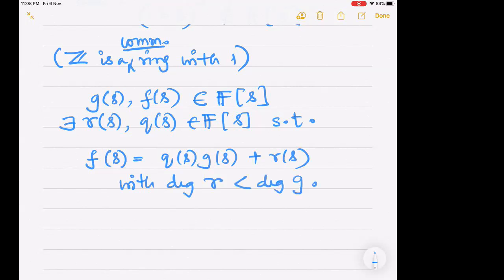This is dividing f by g. This is called the quotient, this is called the remainder. The defining property of the remainder is that its degree must be strictly less than the degree of the divisor. So this is the so-called long division. This is going to be crucial for us. What you need to appreciate at this point is that because these are polynomials, this is an identity. This is true for all s.